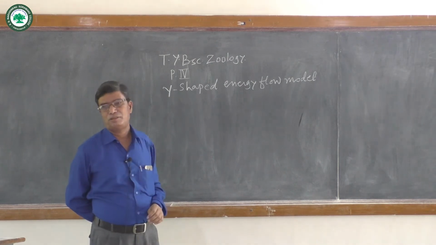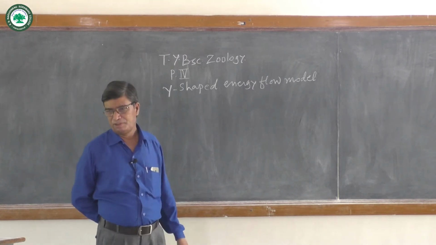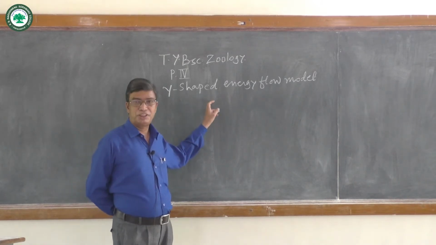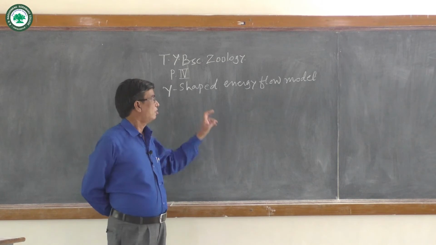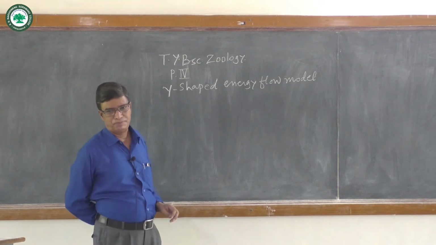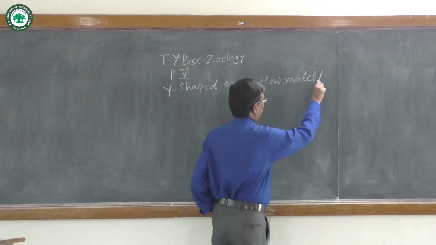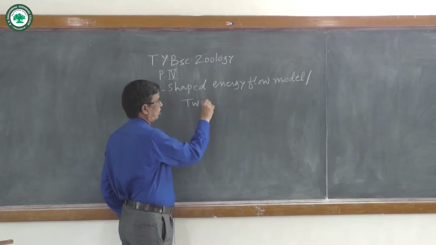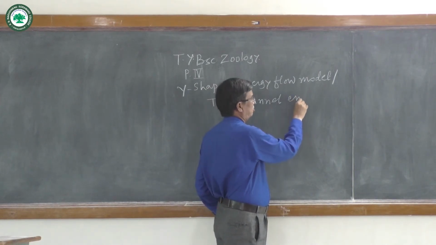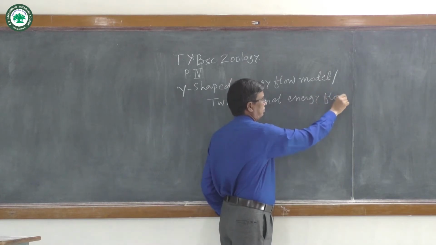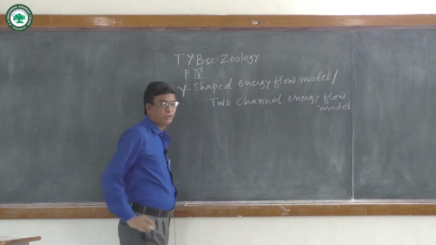There are three different energy flow models. The first model is called the simple energy flow model, or single channel energy flow model. Another model is called the Y-shaped energy flow model, also called the two-channel energy flow model. And the third one is the universal model.